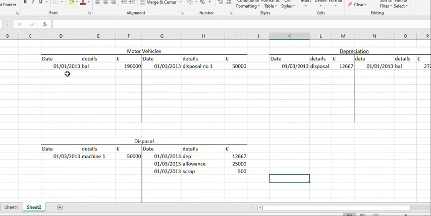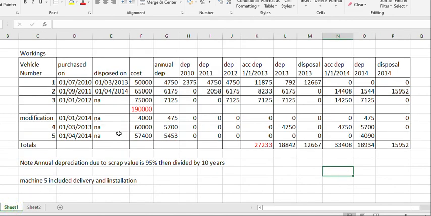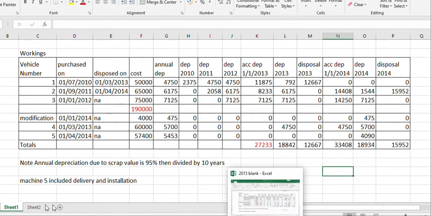Okay. When we sold vehicle number 1, go back up to the motor vehicles on the same date, the 1st of the 3rd, 13, we also bought vehicle 4, and that cost us €60,000. So I'm looking back here, and €60,000 was bought on the 1st of the 3rd 2013. So we'll go back here.